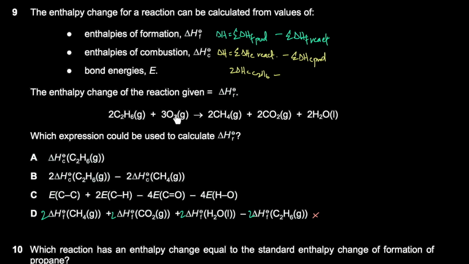Obviously, oxygen doesn't undergo combustion. Oxygen is needed for combustion, right? Carbon dioxide and H2O can't be combusted. They're combustion products, so you can't combust them further. So we only have to worry about methane, right? So our reactant here is ethane. So we have 2 times the combustion of ethane, that's reactants, and we subtract the combustion of products, so that will be 2 times the combustion of methane. And the answer then is B, right? We have 2 times the combustion of ethane minus 2 times the combustion of methane.